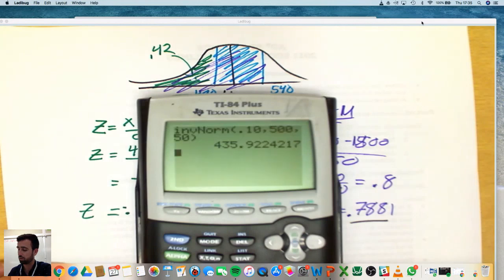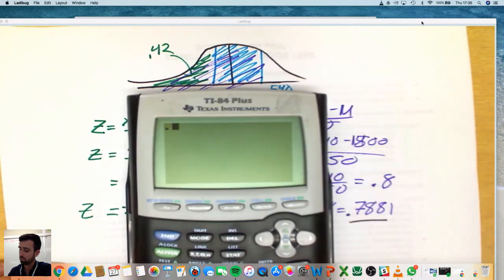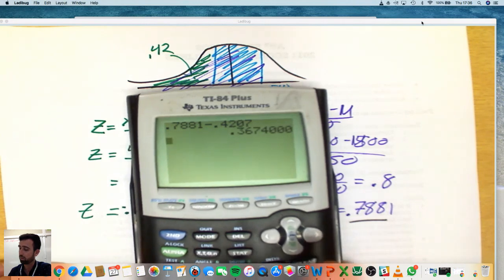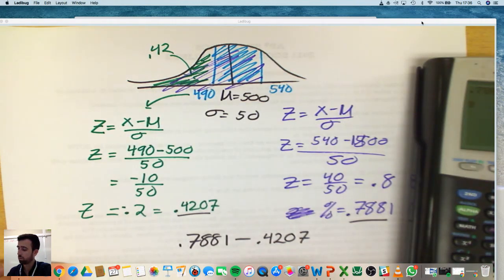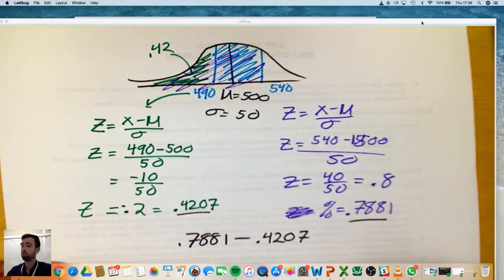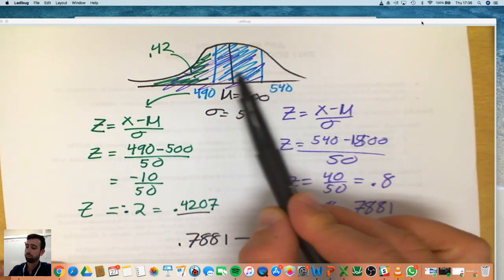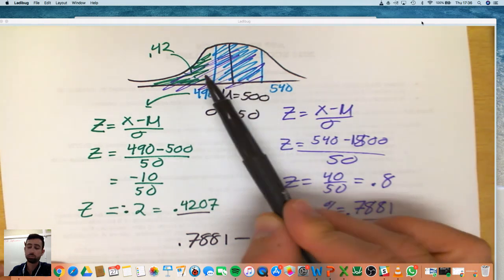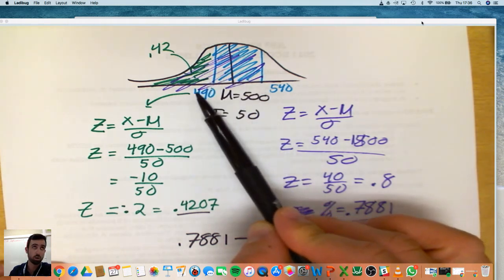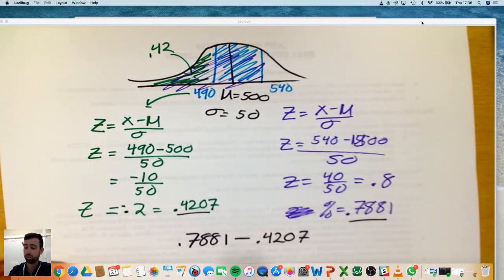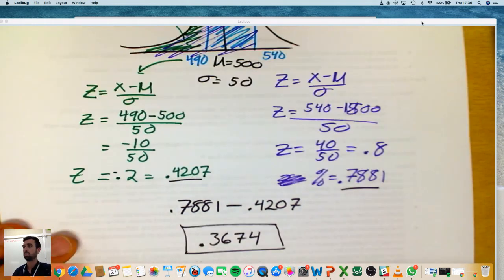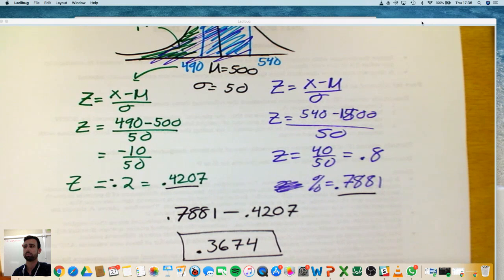Let's use the calculator just to be sure. 0.7881 minus 0.4207. And there it is, 0.3674. So the percentage of data that falls between a bear who weighs 490 and 540 is going to be about 37%.